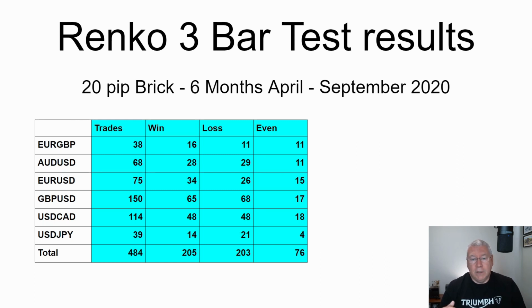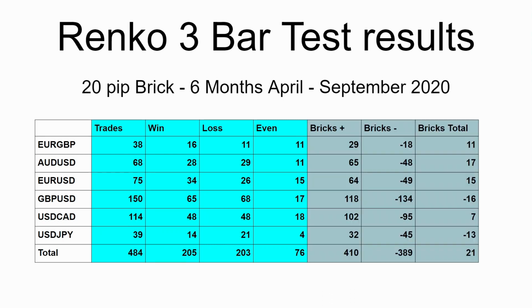So I then counted number of bricks that I was in profit if I had a win, or number of bricks that I was in loss if I closed at a loss. So the bricks positive and bricks negative show how many bricks I was up or down, and I didn't count the break evens because obviously that's a 0. So we can see here that the results are not good now because the bricks negative is 389 in total, and I've got positive bricks of 410.